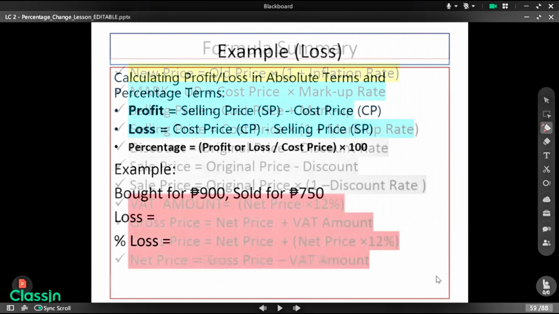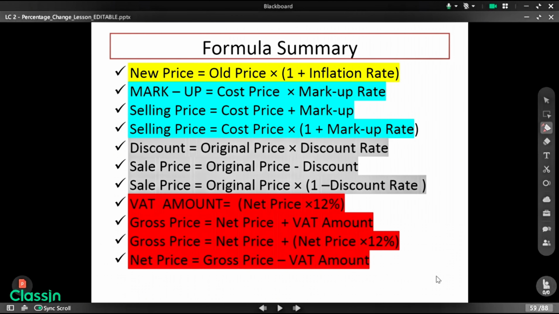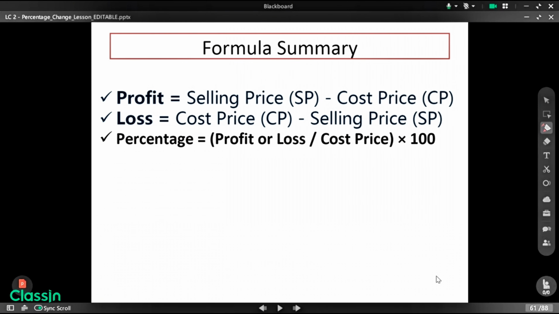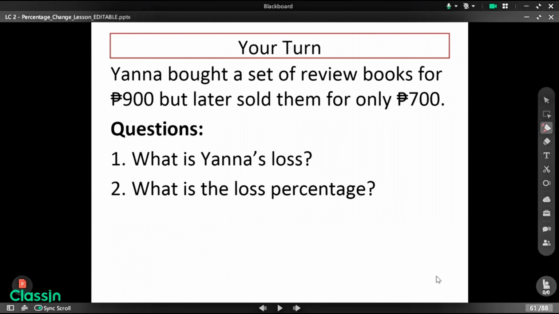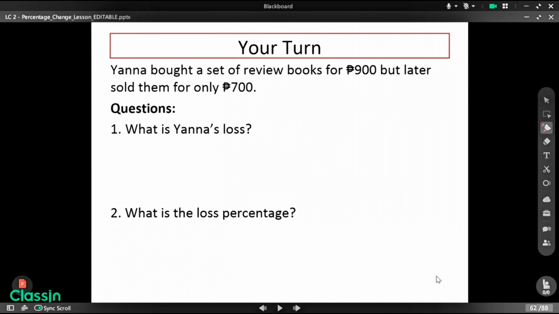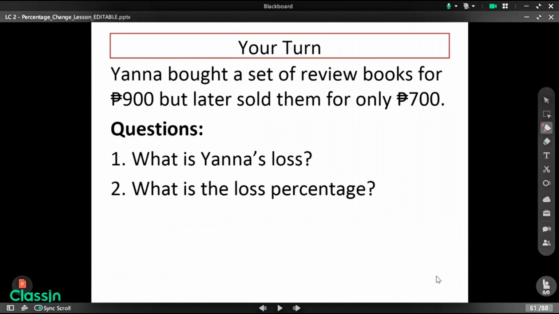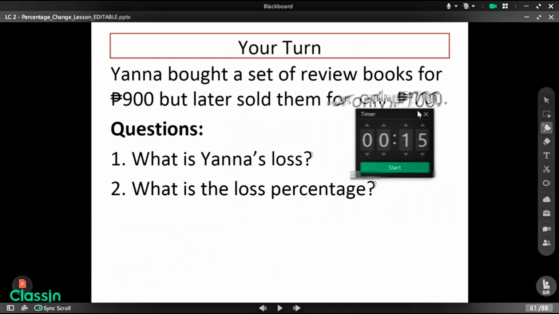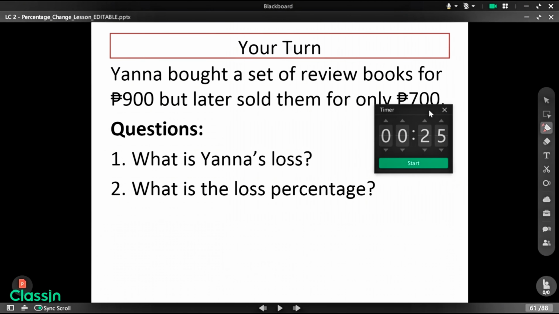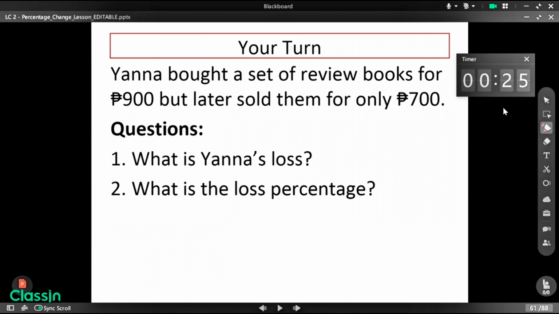Alright, now these are the formulas that you need to remember. Now it's your turn. Yana bought a set of review books for 900 pesos, but later sold them for only 700 pesos. Question: What is Yana's loss and what is the loss percentage? You will do it for 25 seconds. Your timer starts now.